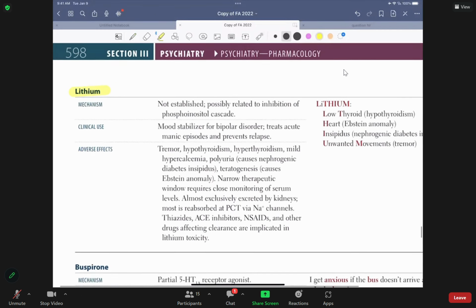Okay. Now, lithium. A lot of the time, we don't know how lithium works, but you should know lithium is a mood stabilizer, folks. Now, we already know the minute we say lithium, you're going to say a few diseases, folks. One is nephrogenic diabetes insipidus. Next, Epstein anomaly. What type of valve problem do you have in Epstein anomaly? Type it up. I want what type of valve problem. Be precise.